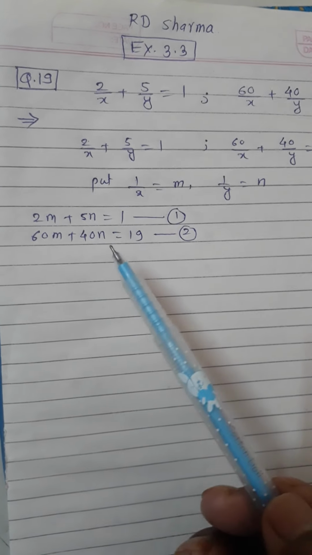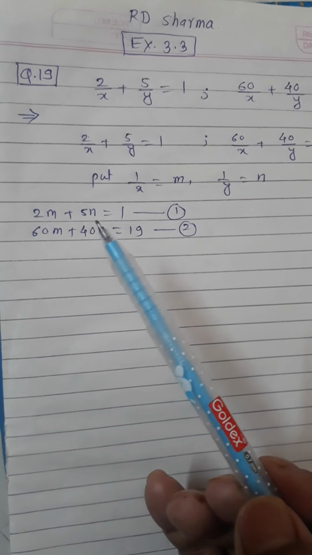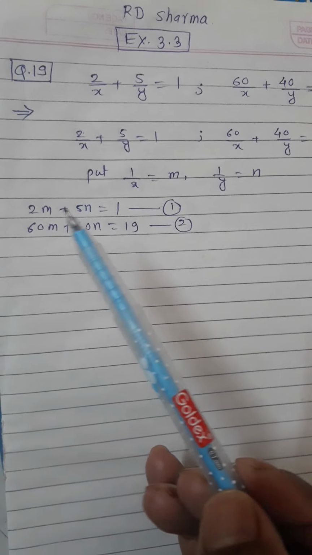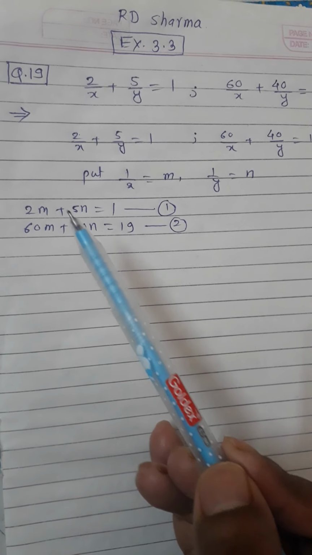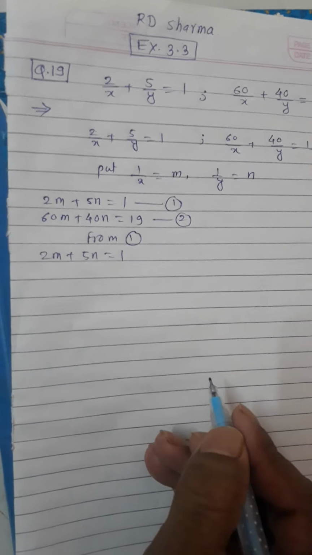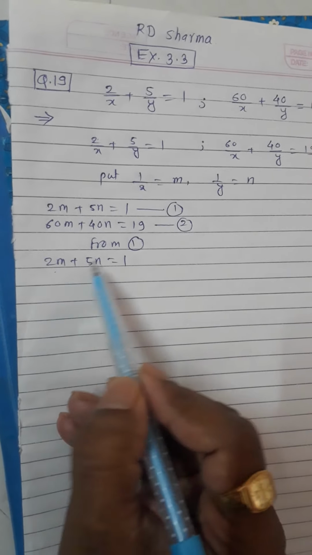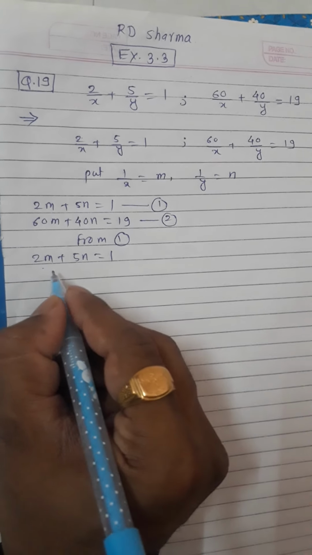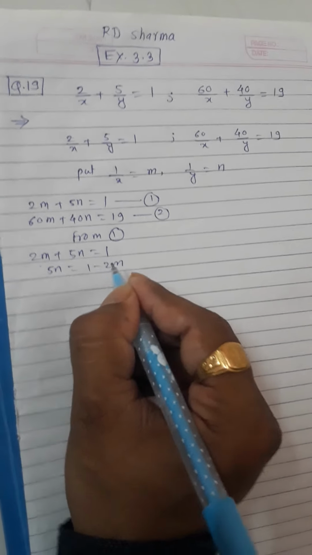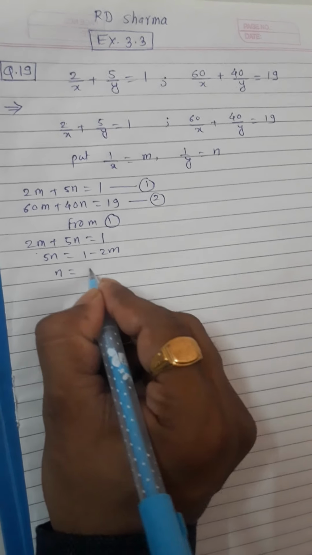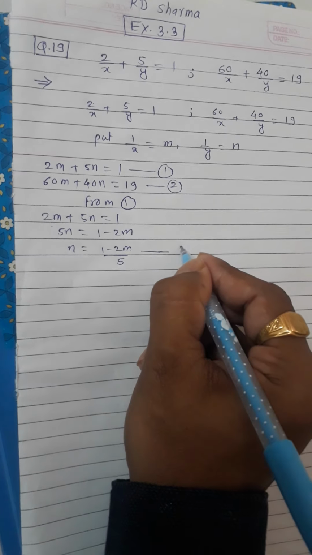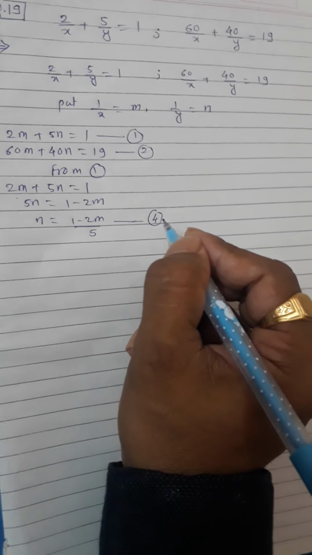Again we have to solve these two linear equations by substitution method. So here in equation number 1, one equation is very easy. So from equation number 1, find the value of variable n in terms of m. So here from 1, 2m plus 5n is equal to 1. Therefore 5n is equal to 1 minus 2m. Therefore n is equal to (1 minus 2m) divided by 5. Write this as equation number 3.